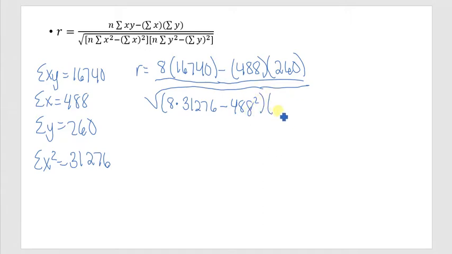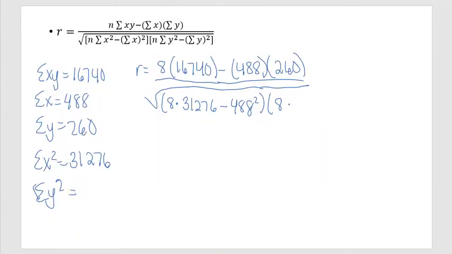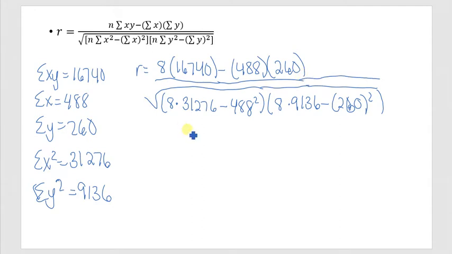Now we do the exact same thing, but for the y. So 8 times the sum of the y squareds, 9136, minus the sum of the y's, which was 260, and then we square that. And extend those. Okay, so now let's actually type in the numerator.